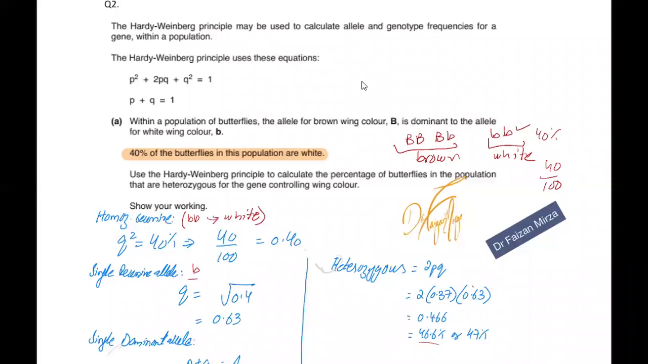So the question is that the Hardy-Weinberg principle may be used in calculating allele frequency and genotype frequencies for a gene within a population. The Hardy-Weinberg principle uses these two equations. Although we don't need to use the first equation, we can just use one equation and we can get all the answers.